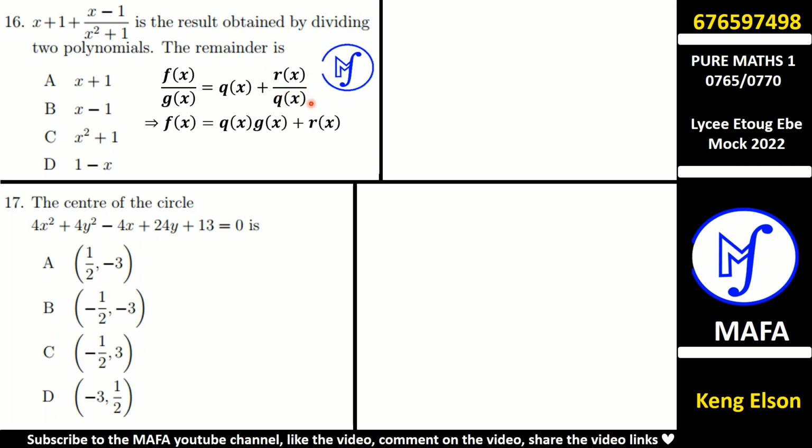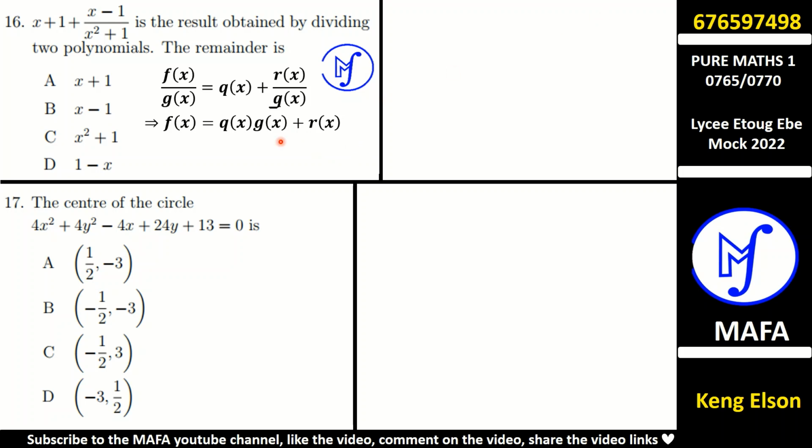So if you multiply all through by g of x, we are going to get that our f of x is equal to the whole part, which is the quotient q of x, times g of x plus, sorry, this is supposed to be g, so let me just do the correction. So this is not q, this is supposed to be g. Alright, so we multiply both sides of the equation by the denominator of the left hand side. We are going to get our f of x to be equal to q of x times g of x plus r of x. R of x is a remainder.